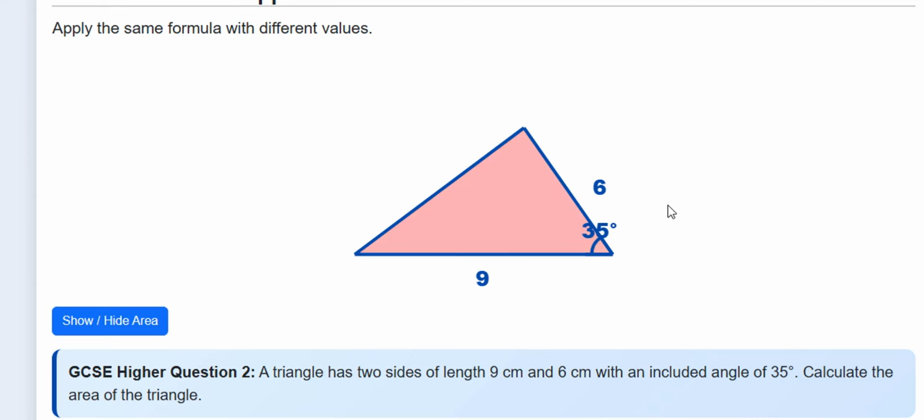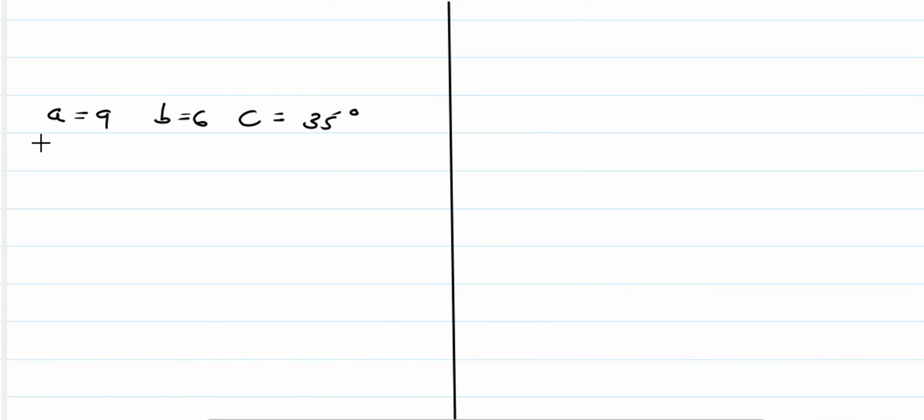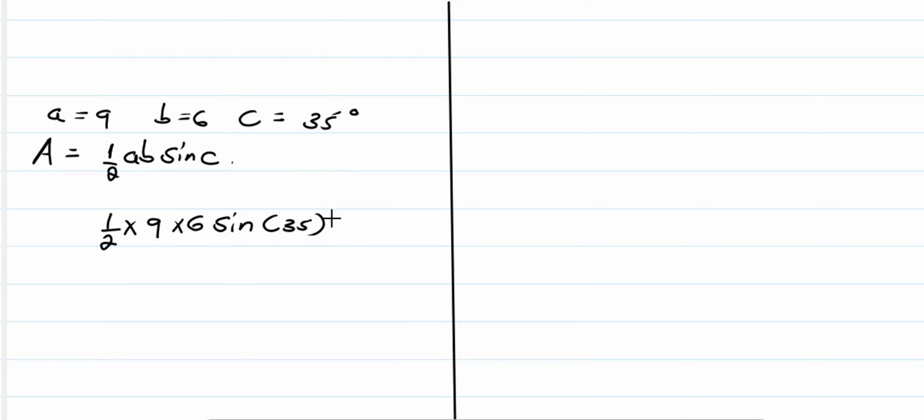So from there, we can apply our formula where we said area is given by half AB sine C. So it will be half of A, which is 9, multiplied by B, which is 6, then sine C, which is the sine of 35 degrees. When you see these two, I can divide 6 by 2 and get 3. Then I can take these 3 multiplied by 9, which is 27. Then sine 35.